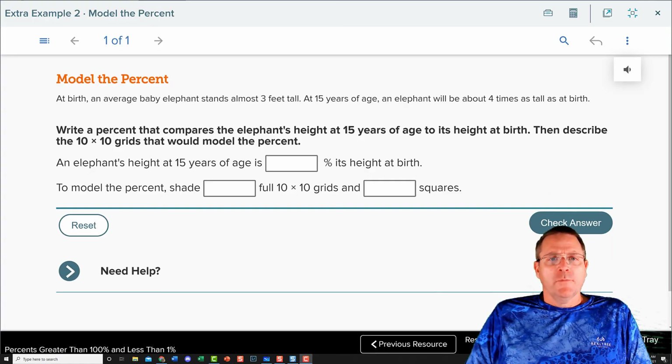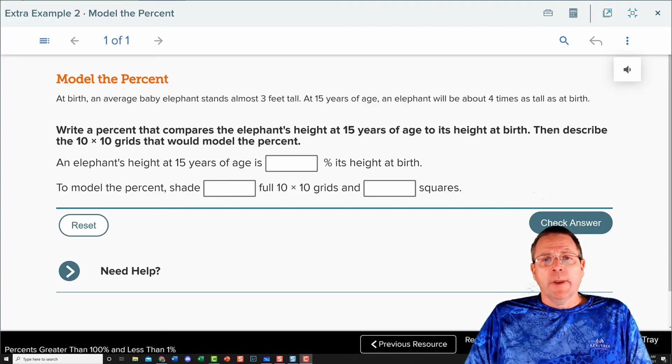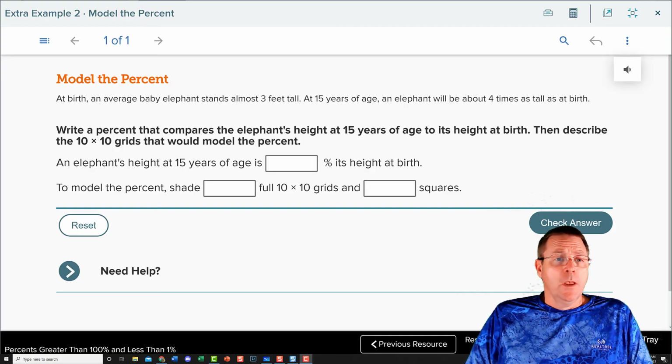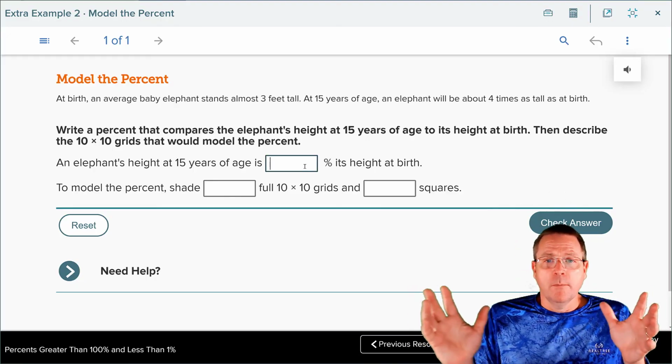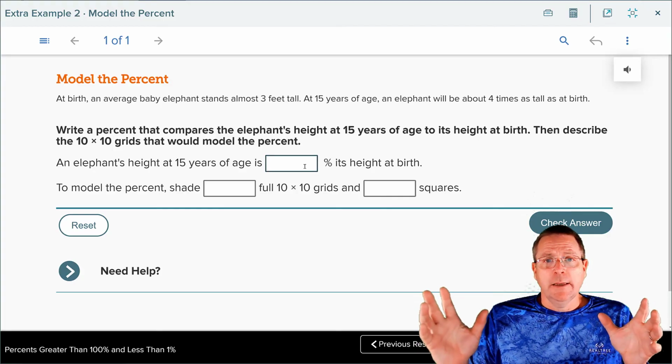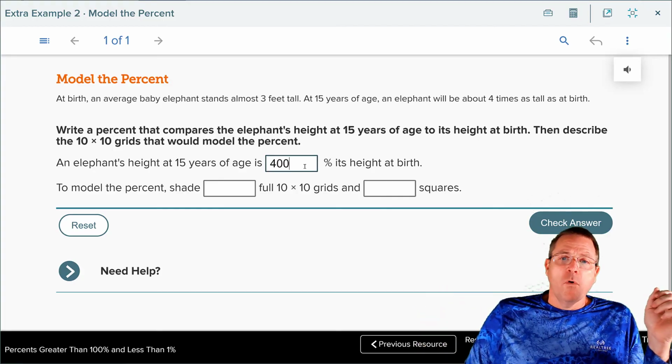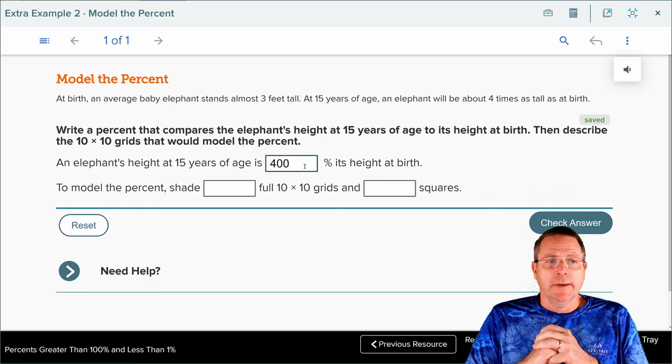At birth, the average baby elephant stands almost 3 feet tall. At 15 years of age, the elephant will be 4 times as tall as it is at birth. Write a percent that compares the elephant's height at 15 years of age to its height at birth. Then describe the 10 by 10 grids that would model this percent. Well, the elephant's height at 15 years of age is going to be 4 times its height at birth. So we're talking about 400% of its birth height.